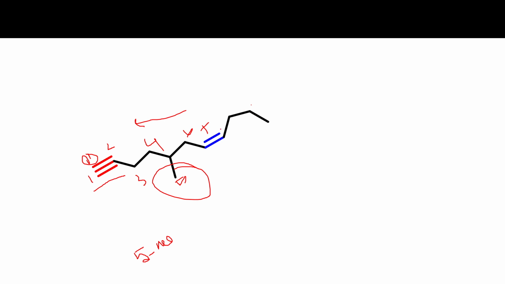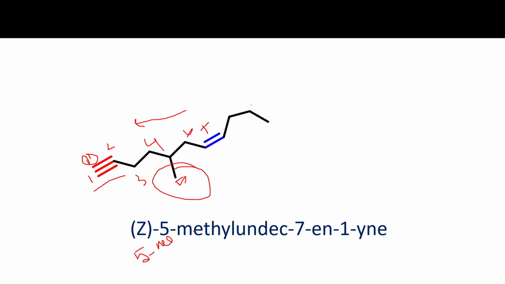Then the total number of carbon atoms is how much? 11. So for 11 there will be undec. And then at number 7 position there will be a double bond. So 5 methyl undec 7 en 1 yne. Or you can write 5 methyl 7 en undec 1 yne, like that.